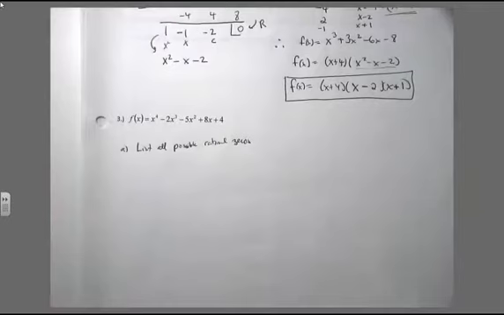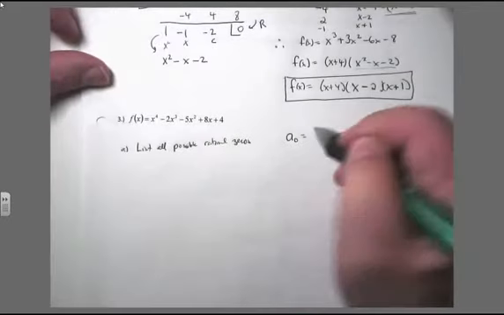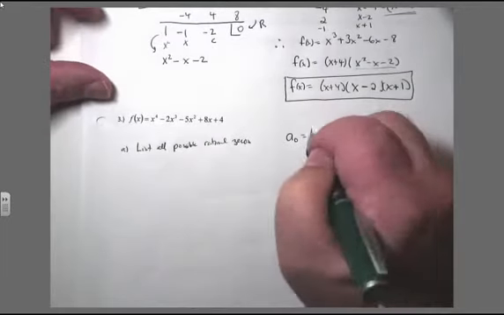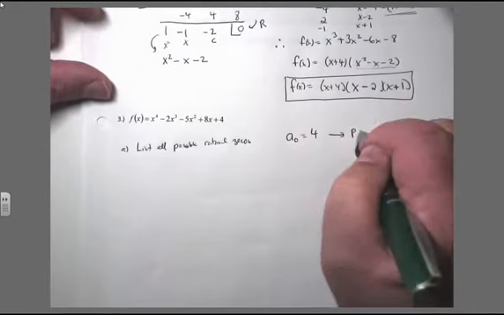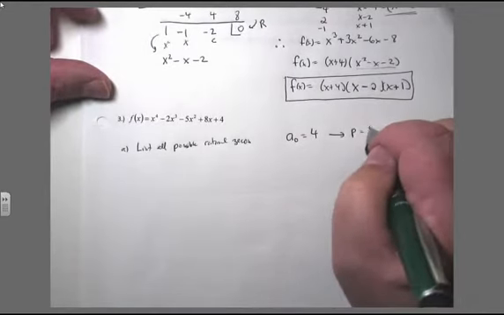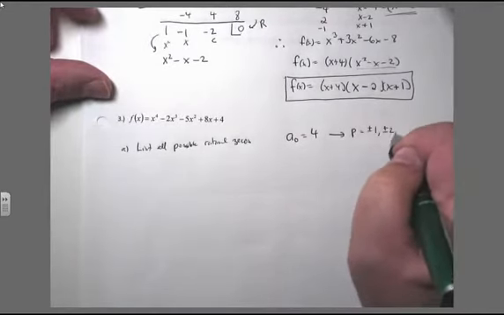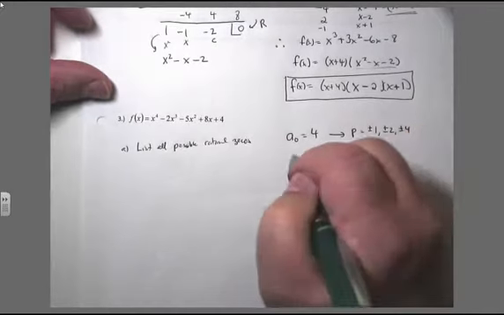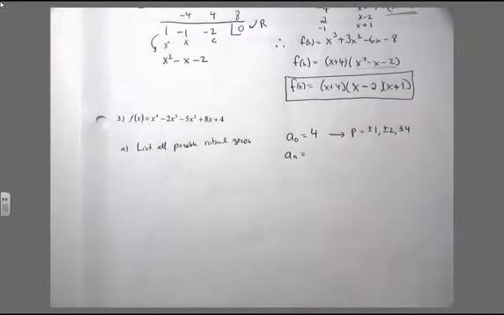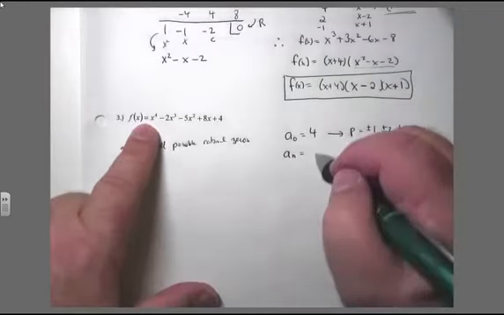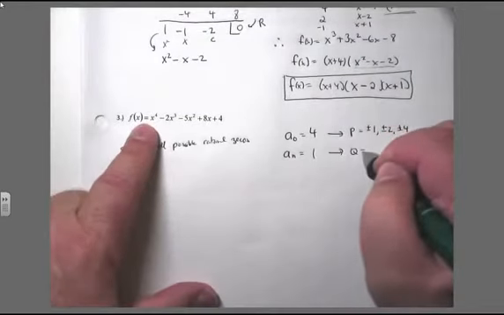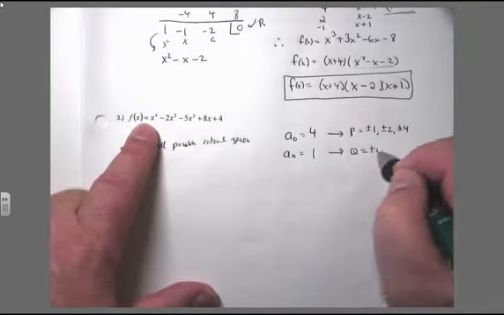So, what's my constant term? What's A0? 4. What's my p's? What are the factors of 4? Plus or minus 1, plus or minus 2, plus or minus 4. What's an equal to in this problem? Well, the leading coefficient is a 1 again. So q are the factors of 1, which is plus or minus 1.